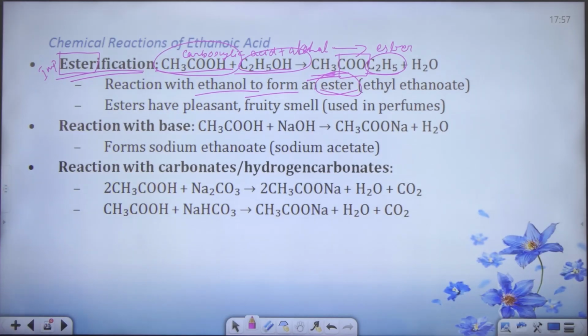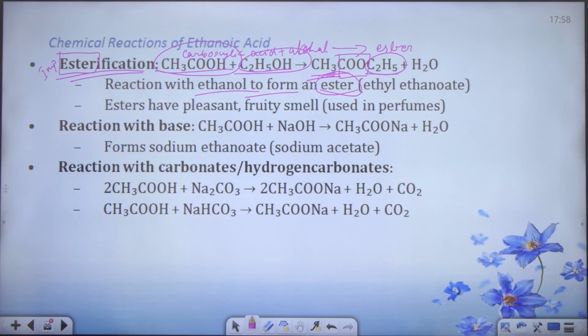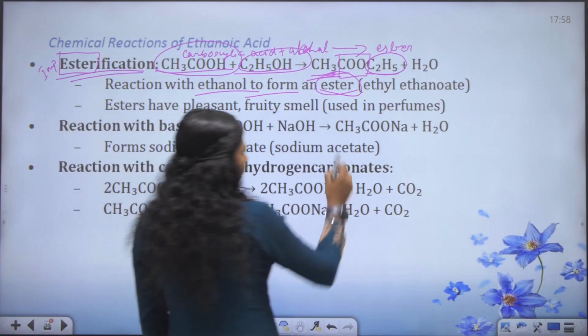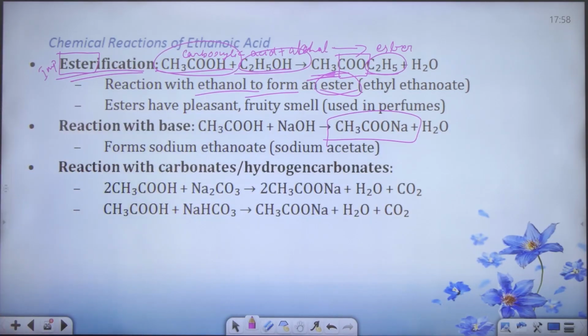Then the reaction with a base. Ethanoic acid plus base, NaOH, sodium hydroxide, forms sodium ethanoate or sodium acetate, CH3COONa, plus H2O.